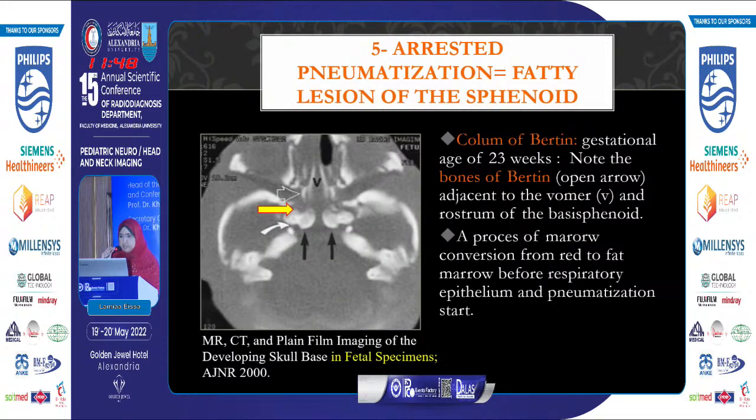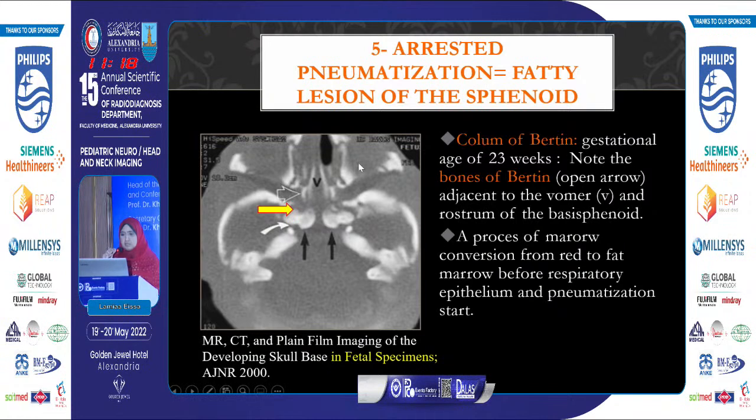The fifth variant is arrested pneumatization of the sphenoid bone, or fatty lesion of the sphenoid. Here we have the column of Burton at the side, just at the side of the pterygoid plate and on both sides of the vomer, and these are the precursors of the sphenoid pneumatization. The process of pneumatization involves conversion from the red marrow to the bone to the fatty marrow, and then lastly, this is invaded by respiratory epithelium to achieve pneumatization of the sphenoid bone.